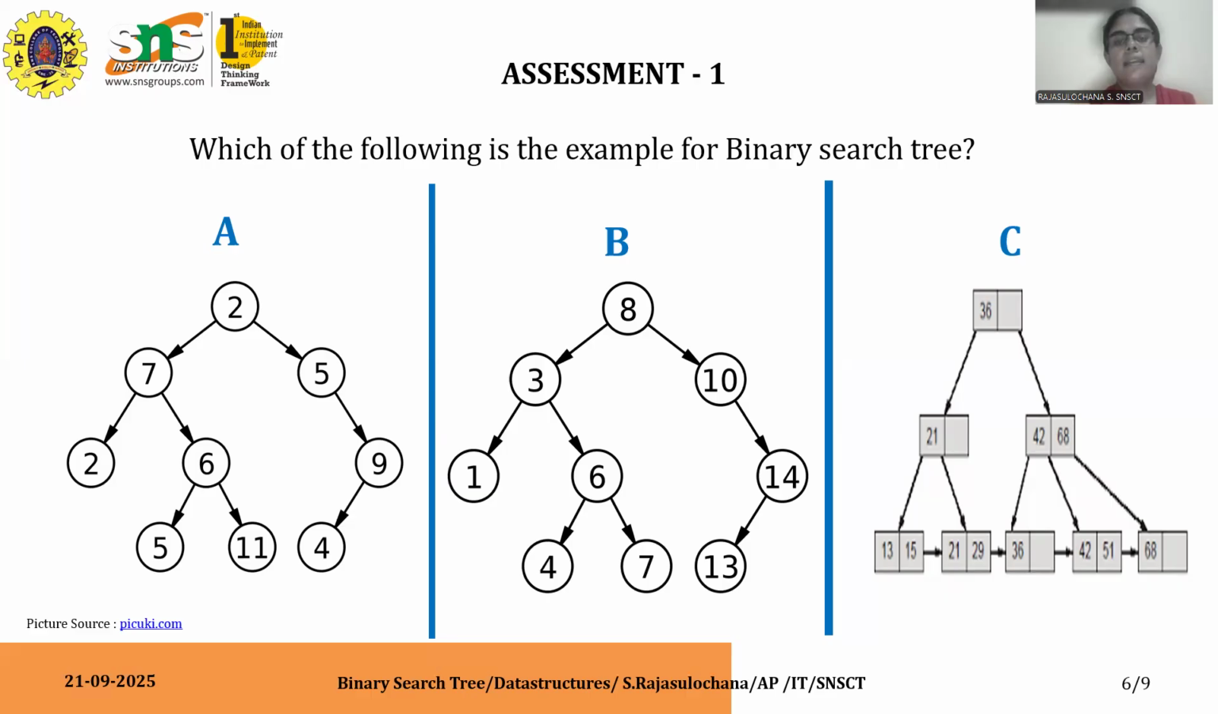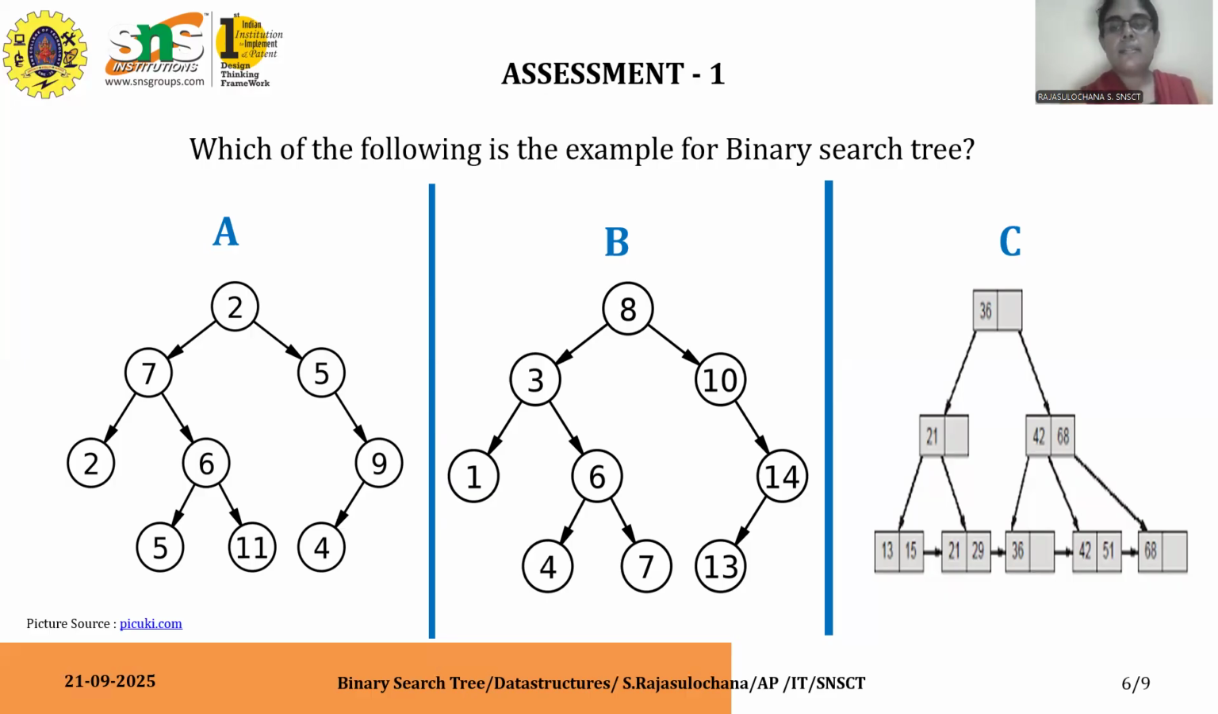Now look at the second example. All the values in the left subtree 1, 3, 6, 4, 7 are less than the root, which is 8. Yes. And all the values on the right subtree 10, 13, 14 are greater than the root. Again, the root is 8. The condition is satisfied. So this is a binary search tree.